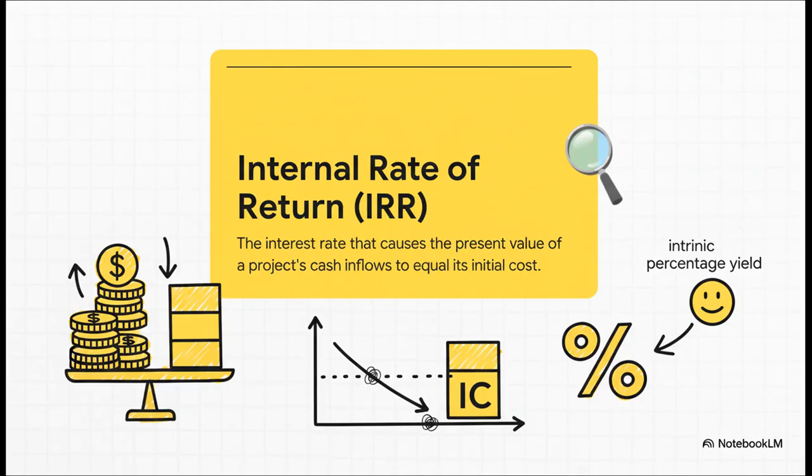Now, a close cousin to NPV is another method called the internal rate of return, or IRR. It's a bit different. Think of it this way. NPV answers the question, how much value does this project add in dollars? IRR, on the other hand, answers the question, what is the project's actual percentage rate of return? The IRR is the specific interest rate that makes the present value of all those future cash inflows exactly equal to the initial investment. In other words, it's the rate that makes the NPV equal to zero.